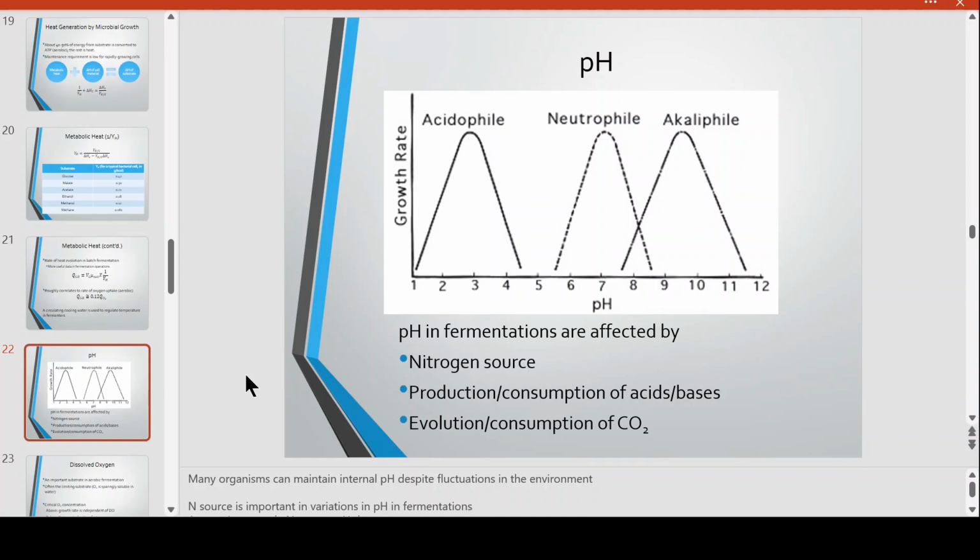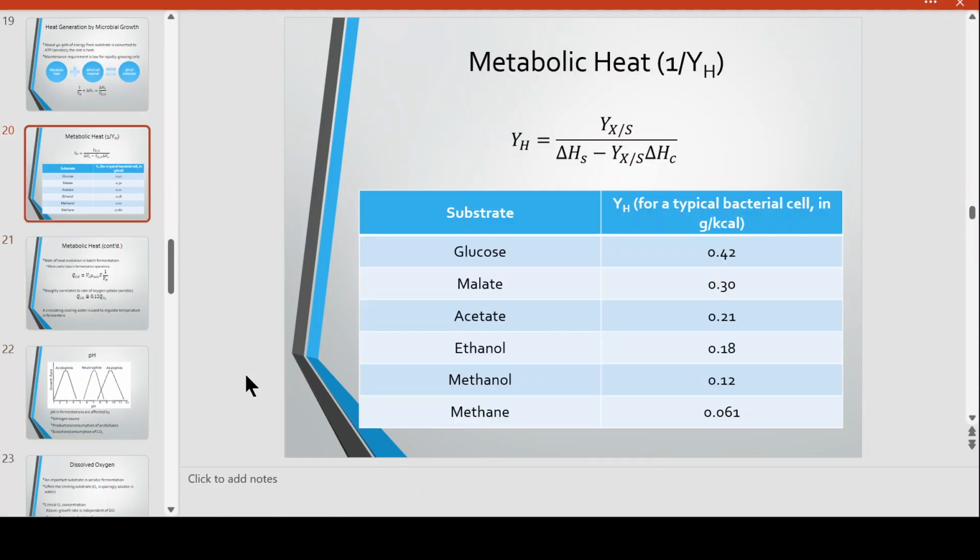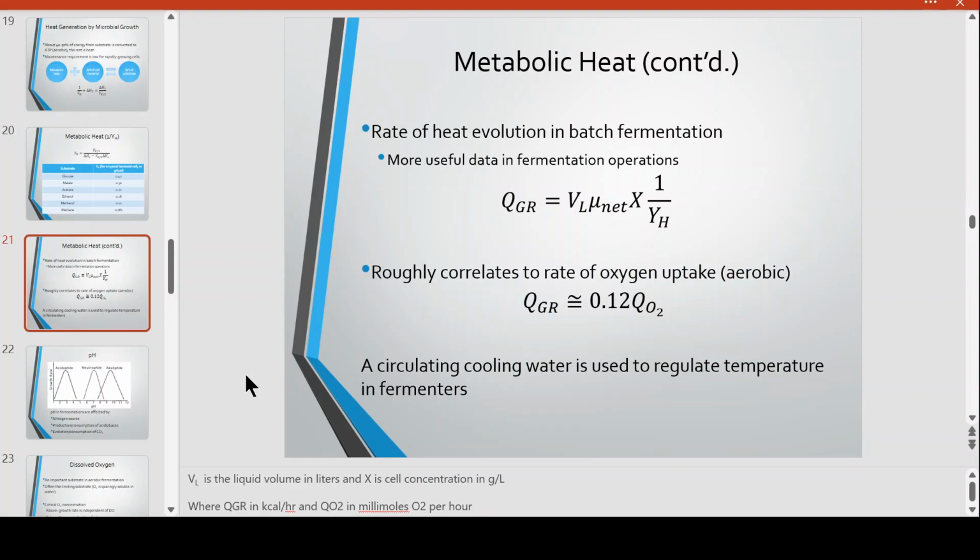Another consideration is pH. Just like temperature, there is a spectrum at which some organisms thrive on certain pH. You have the acidophiles, the neutrophiles, and the alkalinophiles. If we look at temperature, the metabolic heat can be roughly correlated in terms of oxygen uptake.